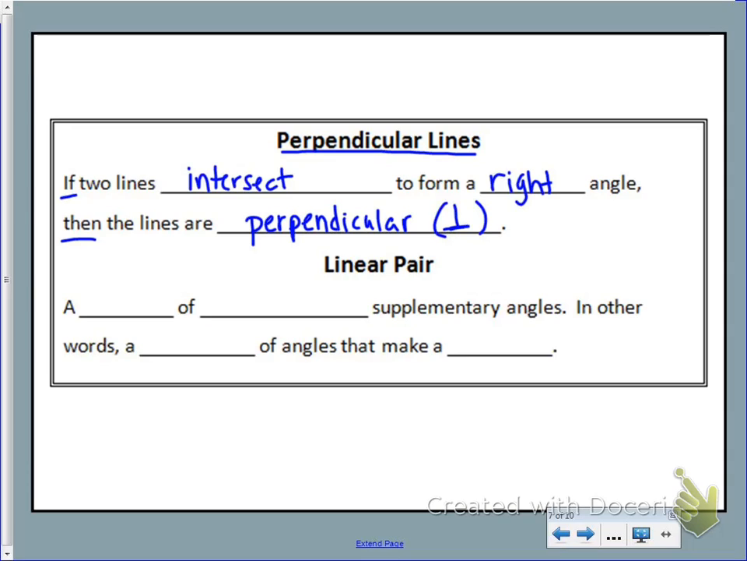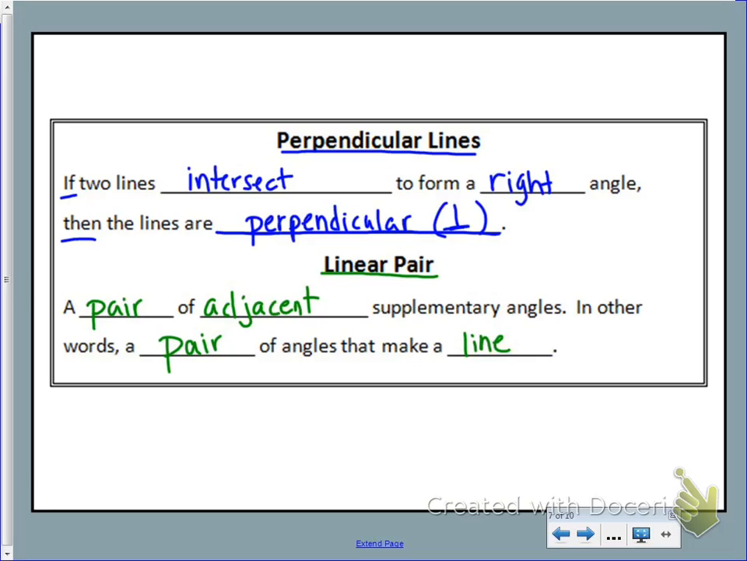So the big idea is this. When we look at our if-then statements for definitions and everything else we look at this year, the "if" is what's required to happen. So if that occurs, then the conclusion is that those lines are perpendicular. Another word that we need to know is linear pair. A linear pair is a pair of adjacent supplementary angles. In other words, a pair of angles that make a line.